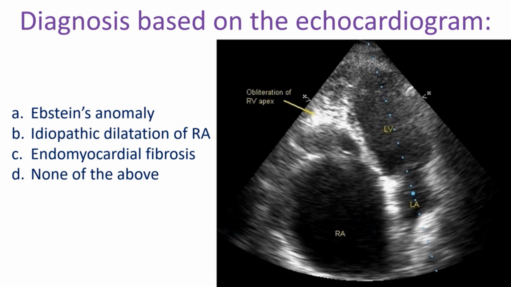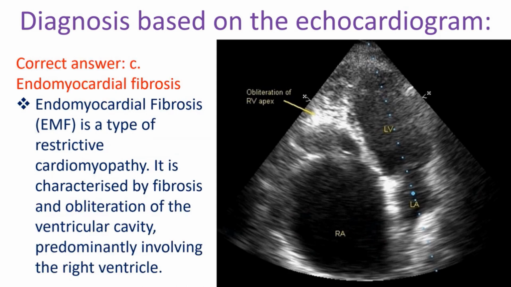Diagnosis based on the echocardiogram. A. Epstein's anomaly of tricuspid valve, B. Idiopathic dilatation of right atrium, C. Endomyocardial fibrosis, D. None of the above. Correct answer C. Endomyocardial fibrosis.